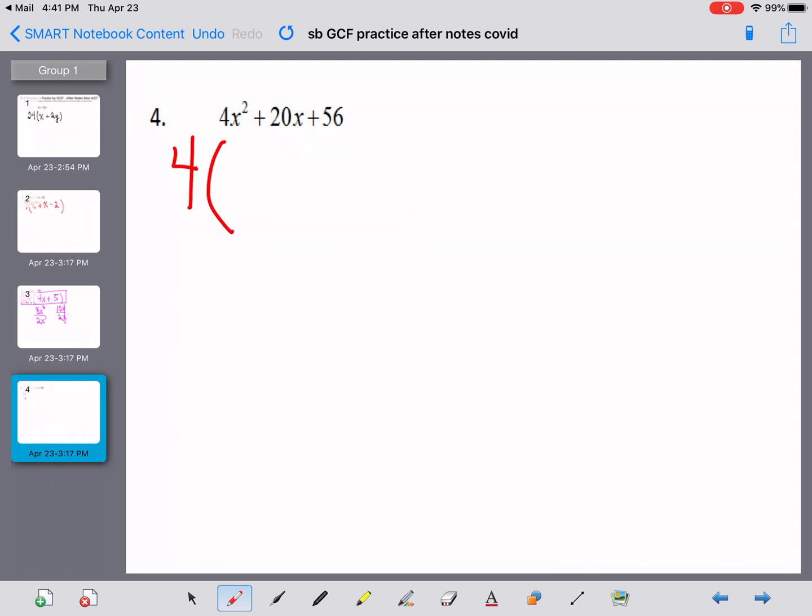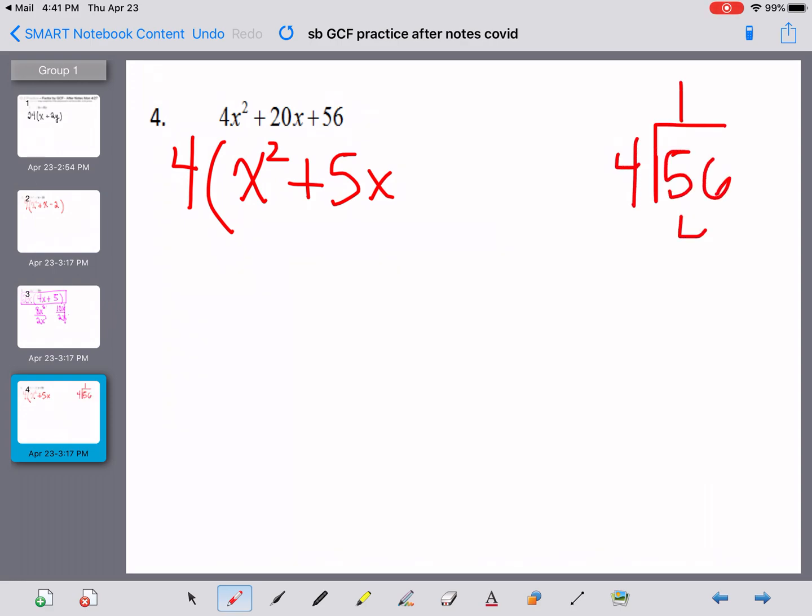If we factor out a 4, 4x squared divided by 4 is x squared. And 20 divided by 4 is 5x. And then here, I'm going to have to do the math real quick. 4 goes in there once. Yes. So 56 divided by 4 is 14. I did not have a calculator, but you could do that with a calculator very quickly. But 4 times the quantity x squared plus 5x plus 14 is factored with the greatest common factor.